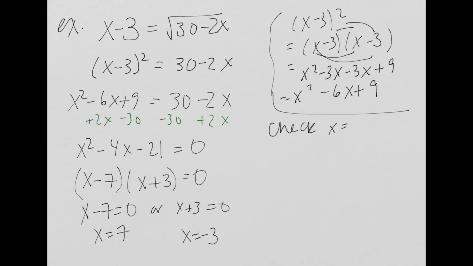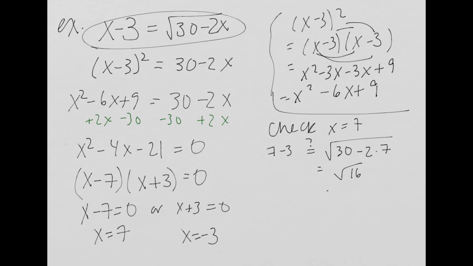So let's first check x equals 7. So I'll go back to my original equation. Everywhere I see an x, put a 7. So is it true that 7 minus 3 is equal to the square root of 30 minus 2 times 7? Let's see, 30 minus 2 times 7, that's 16. So I get 4 on my right hand side. Is it true that 7 minus 3 is equal to that? Well, yeah, 4 equals 4. So x equals 7 works.